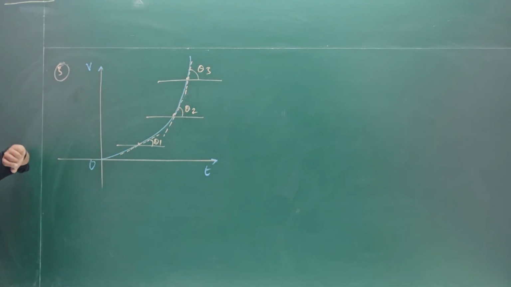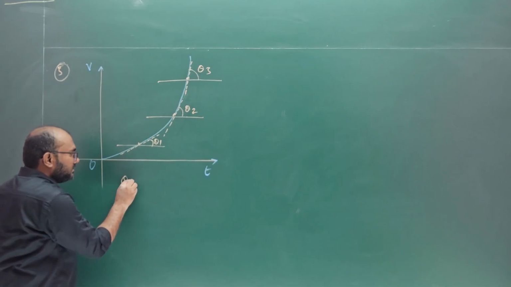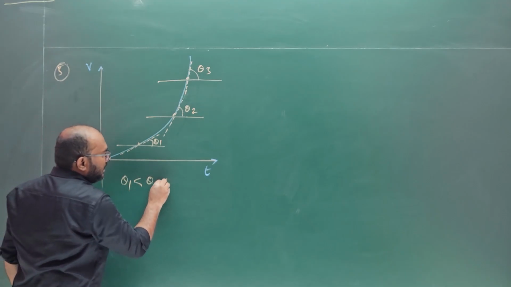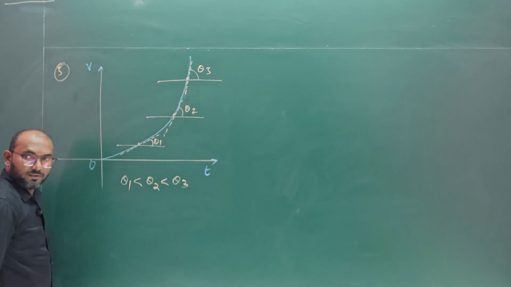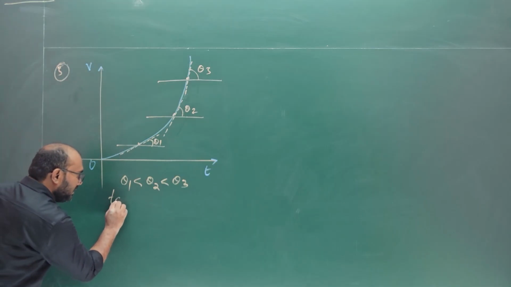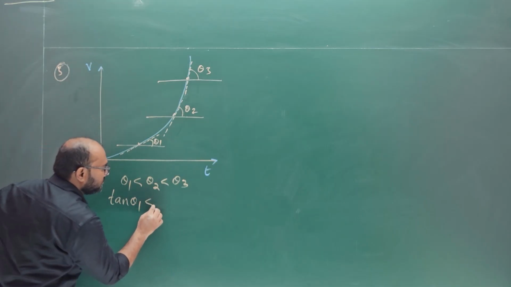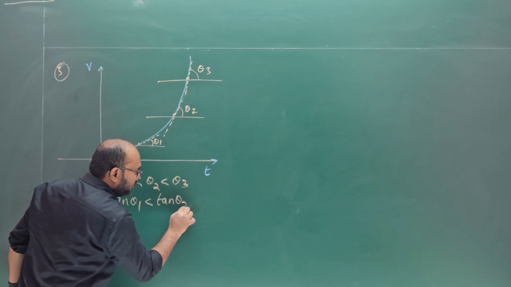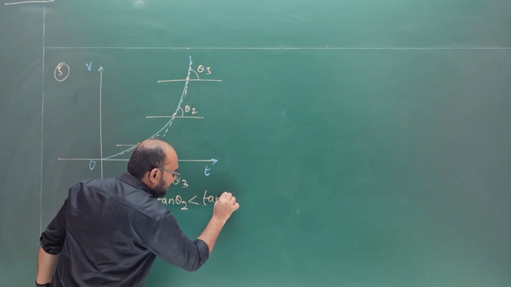Is the angle increasing or decreasing? Yes, increasing. So can I write like this: theta 1 is smaller than theta 2 and it is smaller than theta 3. Yes or no? Can I also write that tan theta 1 is smaller than tan theta 2 is smaller than tan of theta 3? Can I?